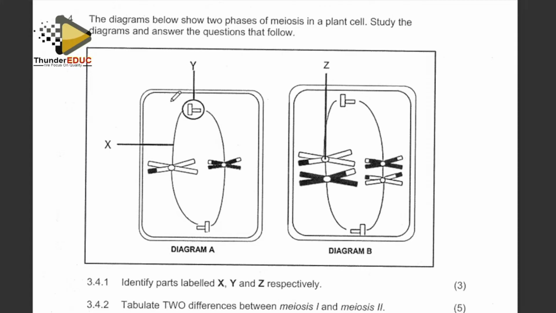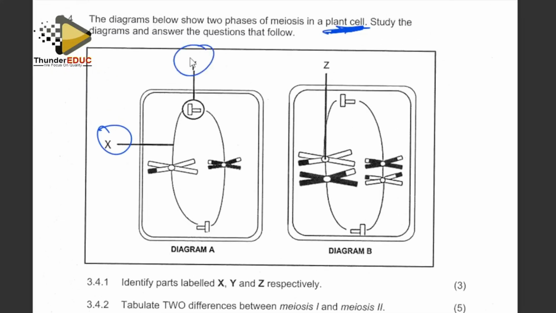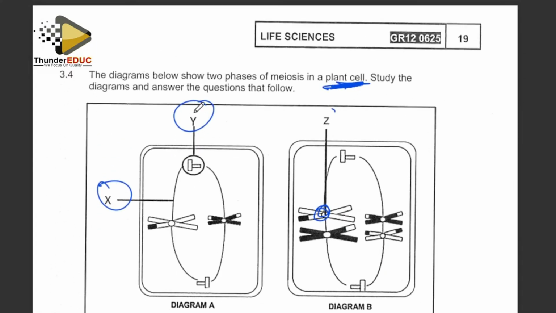Actually, the second last. They're saying the diagram here shows 2 phases of meiosis in a plant cell. Study the diagram below and then answer. Identify the part labeled X. X is the spindle fibers. Y is the centrioles. And then Z is the centromere. Anyway, I'm going to go with that.